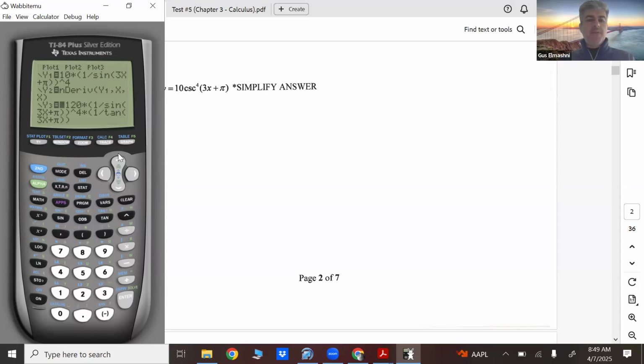Okay, so now let's turn off y1. And that's just annoying now. Let me go back to the math print. But before you graph, make sure you're in radian mode. And I'd probably do zoom trig, just so it does a trig window.